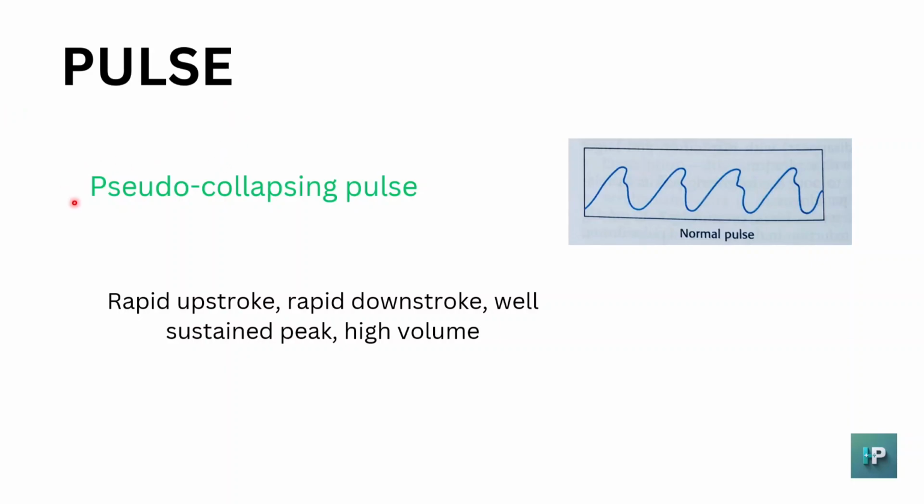Here the pulse will be pseudo collapsing, unlike aortic regurgitation in which it is a collapsing pulse. Here you can see there will be rapid upstroke and rapid downstroke, but here it is a well sustained peak. The peak will be well sustained with high volume.